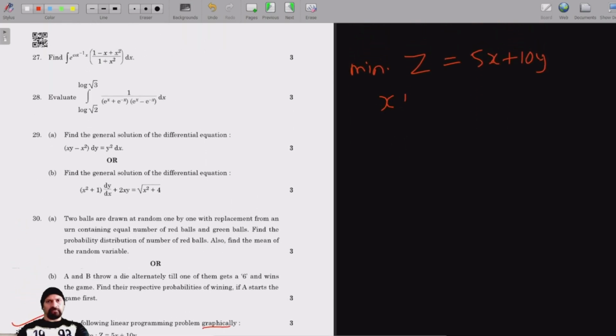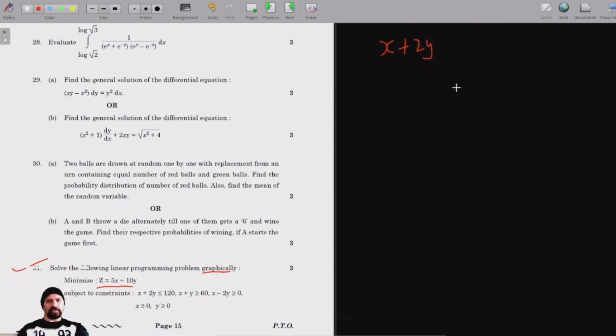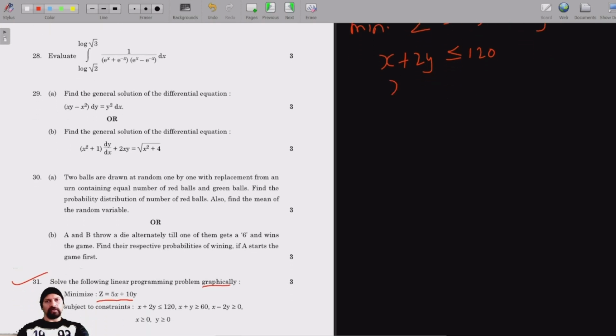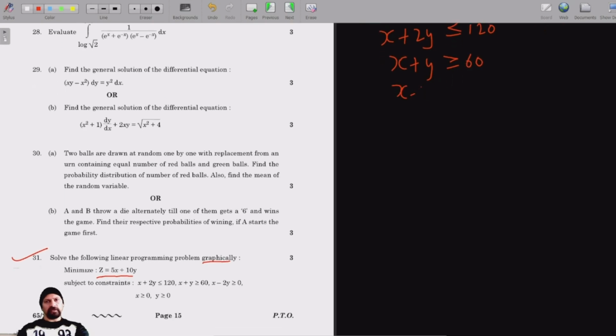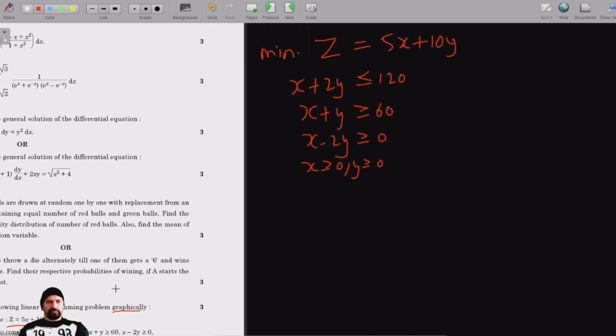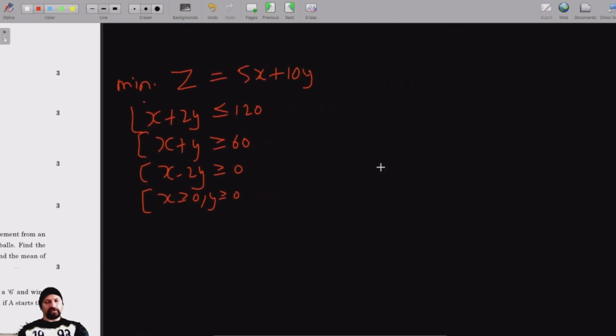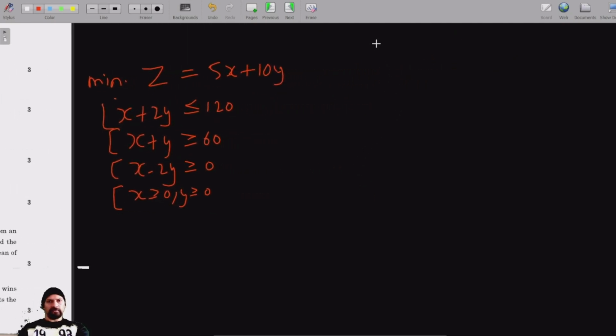We have the inequalities x plus 2y is less than or equal to 120, and x plus y is greater than or equal to 60, and x minus 2y is greater than or equal to 0, and x is greater than 0, y is greater than 0, obviously. To solve this problem graphically, we have to sketch the graph of these inequalities, and for this we are going to sketch it for the linear equations.